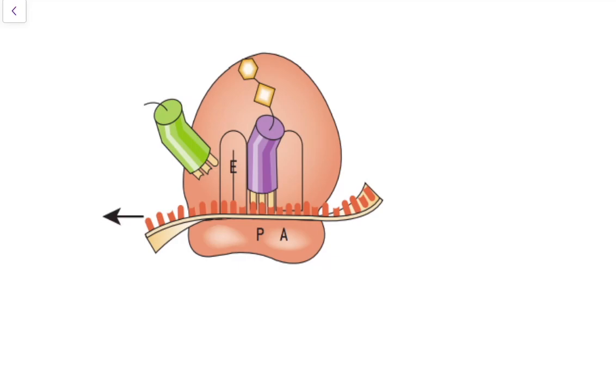Next, let's see if you can work out what's happened here. This was the original MET tRNA, and you can see it's missing its amino acid because the MET is now here. So what's happened? Well, the peptide bond had formed between our first two amino acids.